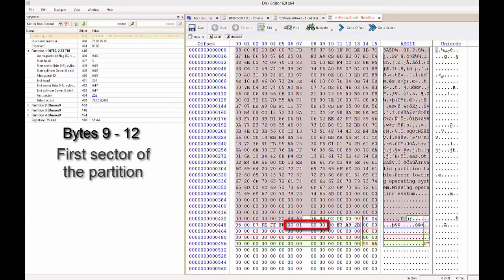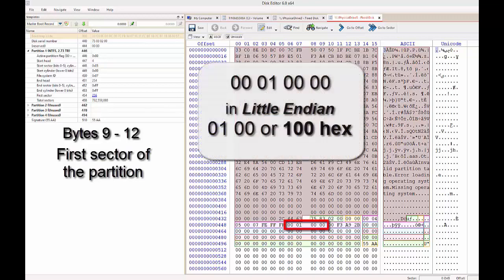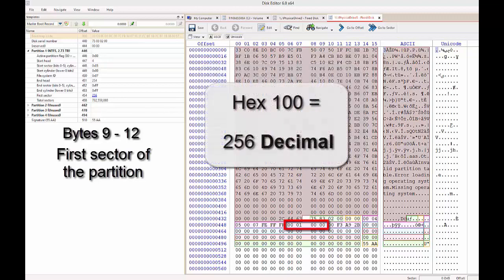Bytes 9 through 12 refer to the first sector of the volume. This value, when converted from hexadecimal to decimal using Little Endian, will give you the sector number where the partition begins. Remember, Little Endian is how the processor interprets the data from right to left. The value of the field in this case is 00010000. If we read this value in Little Endian, it gives us 0100, or 100. Hex 100 is 256 in decimal. This means that the partition begins at sector number 256.